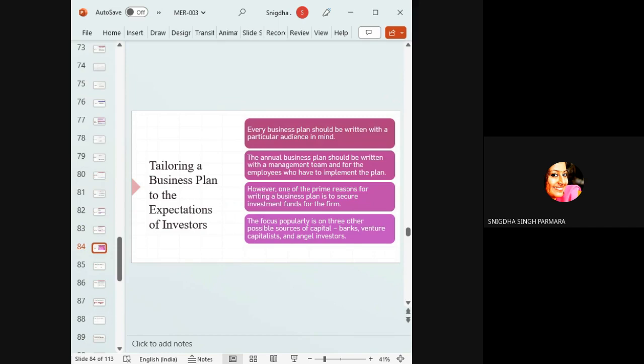One another reason for writing a business plan is to secure investment funds for the firm. I just told you you have to present it to VCs or to banks or to any other financial institutions. The focus is mainly on three possible sources of capital: banks, VCs, and angel investors. So these are the ones.